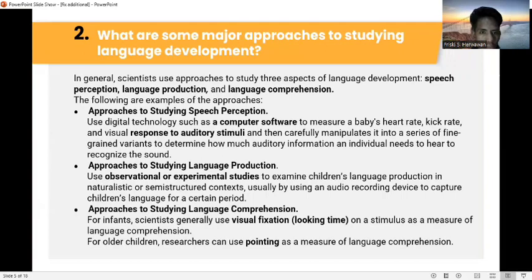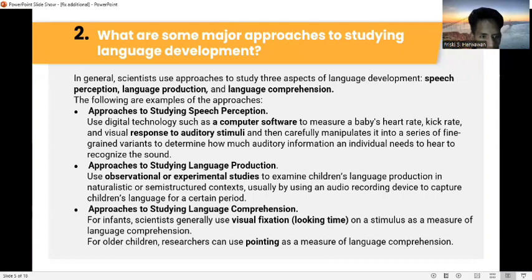Approaches to studying speech perception. Speech perception is about how humans recognize and respond to sounds. So usually, scientists use auditory stimuli approaches, using computer software to measure babies' heart rate, kick rate, and visual response to auditory stimuli, and then carefully manipulate it into a series of fine-grained variants to determine how much auditory information an individual needs to hear to recognize the sound. So the point of these approaches is to find out how babies or infants recognize and respond to sounds.